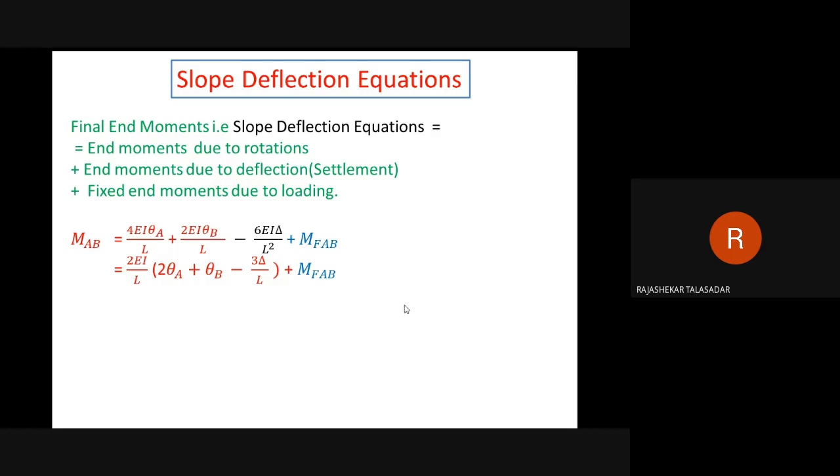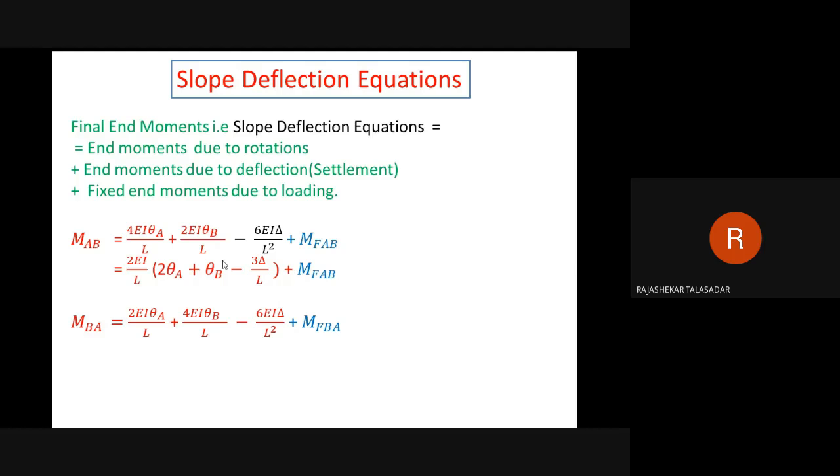Similarly, if you go for the other end moment, that is MBA, now here if you look at it, it will be 4EI by L theta A, 2EI by L theta B. It will be reversed now. It is 2EI by L theta A, 4EI by L theta B. Or if you want to write it here, 4EI by L into theta B plus 2EI by L into theta A, you can reverse it. And these two terms will remain the same.